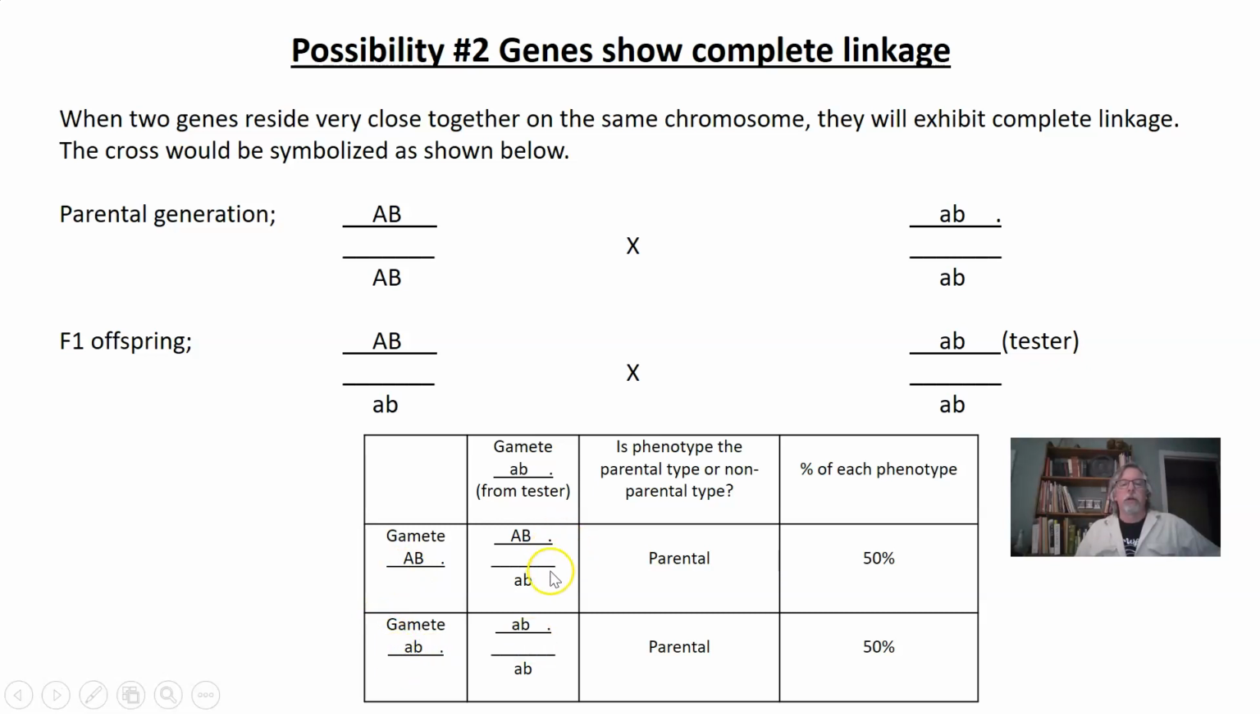As a result, only two types of offspring would be produced, one showing both dominant traits and one showing both recessive traits. Both of these are parental or non-recombinant phenotypes. One parent, both dominant traits, the other parent, both recessive traits. These two types would be produced in 50% each, but they would both be non-recombinant types.